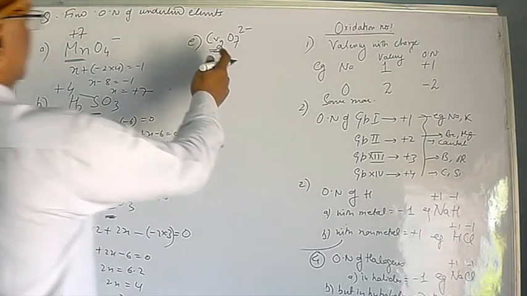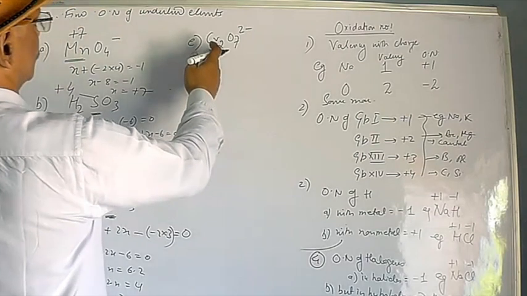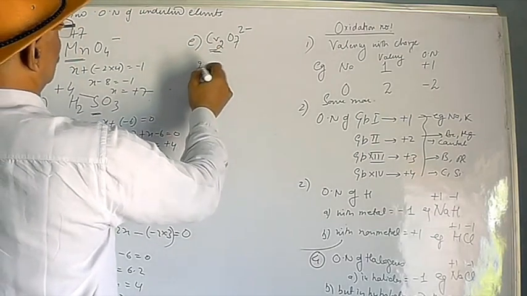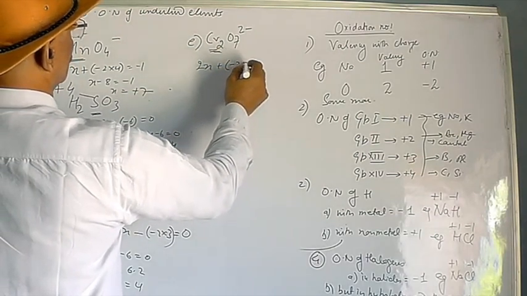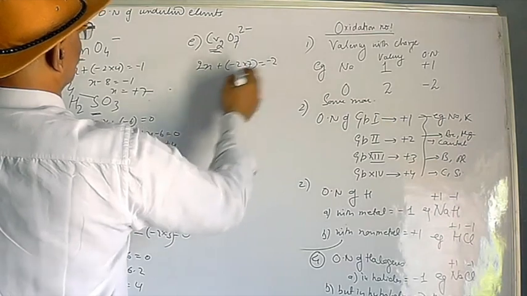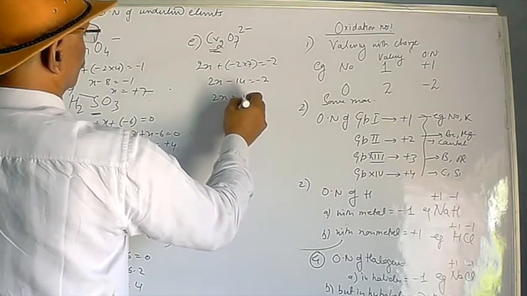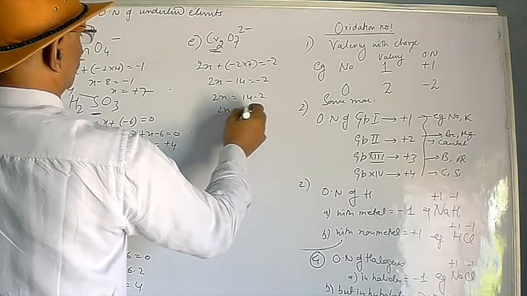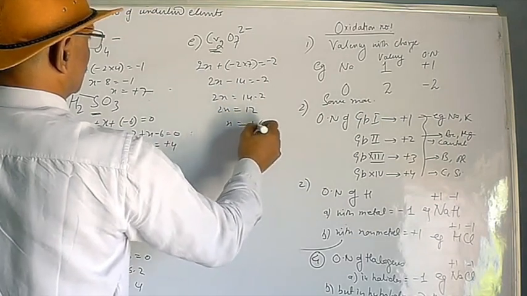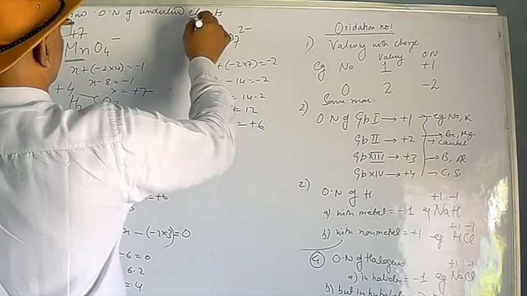Let us find out here again, it is called the dichromate ion. How many Cr are there? 2 Cr, so we will take 2x. Minus 2 into 7 equal to minus 2, so 2x minus 14 equals minus 2, 2x equal to 14 minus 2, 12, x equal to plus 6. So Cr is sitting here at plus 6.